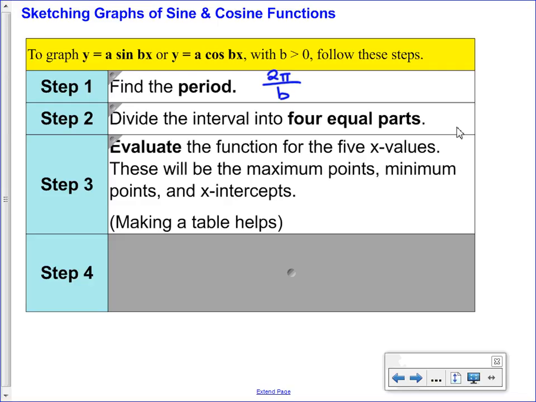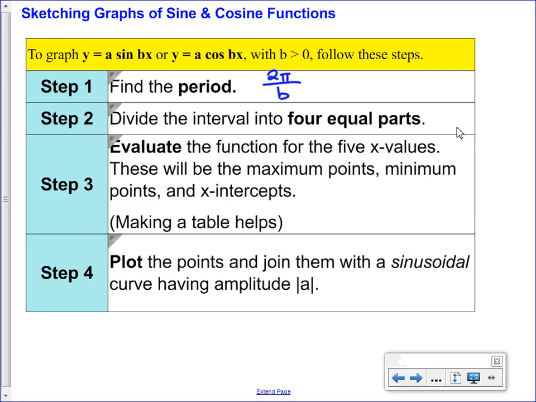Okay. Here we go. Step 4, after that you just plot those points, right?